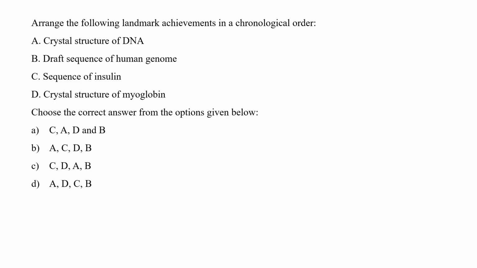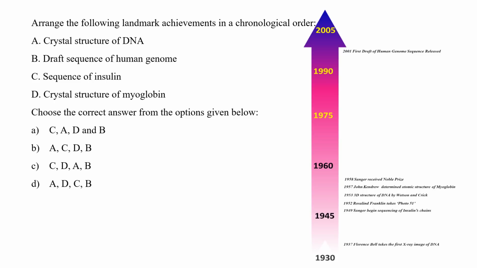Arrange the following landmark achievements in chronological order: crystal structure of DNA, draft sequence of human genome, sequence of insulin, crystal structure of myoglobin. So we have to choose again the correct order in the chronology as they happened. We know that the insulin structure was first proposed by Frederick Sanger in 1951, for which he was awarded the Nobel Prize.